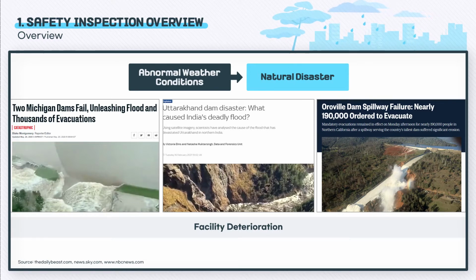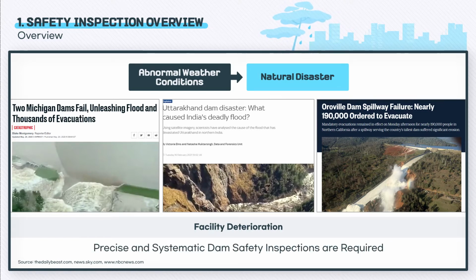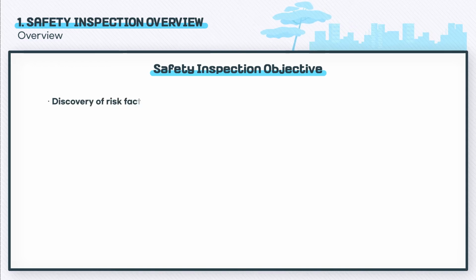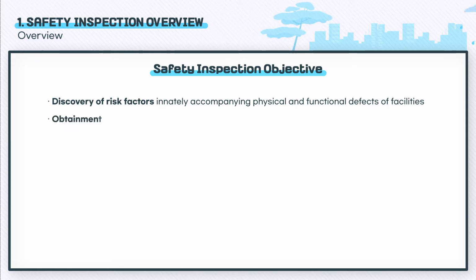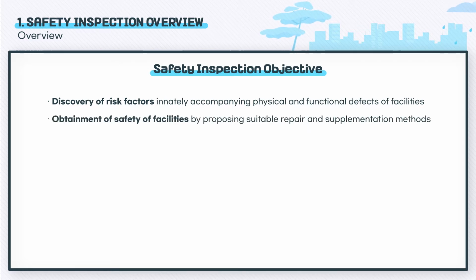As a result, the number of annual cases of accidents has increased significantly, and in some tragic cases, the collapse and damage of many large and small dams all over the world has caused unprecedented financial damage and loss of lives. Thus, K-Water conducts regular safety inspections to prolong the life of dam facilities and prevent public damages in advance. Safety inspections are conducted to discover risk factors innately accompanying physical and functional defects of facilities, and secure the safety of facilities by proposing suitable repair and supplementation methods.